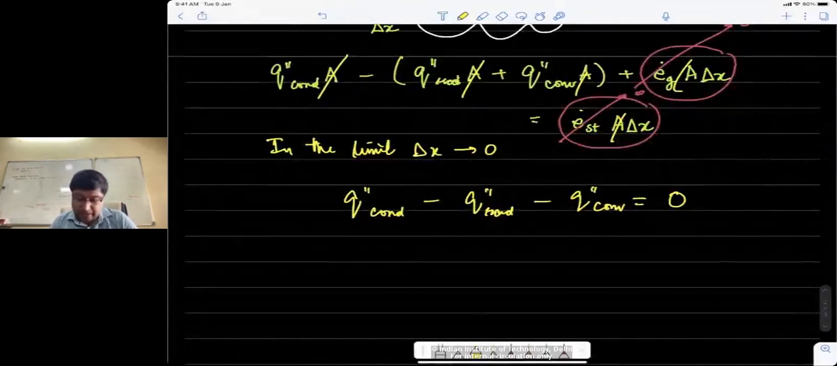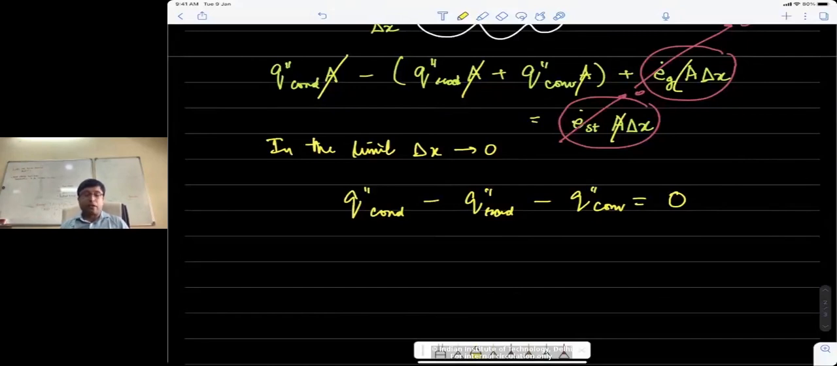Now, the kind of problems that we will see would be that sometimes radiation will not be there, and so we'll only have conduction flux converting into convective flux. And sometimes the convective flux will not be there. When we go into a detailed study of radiation, we will ignore convection.